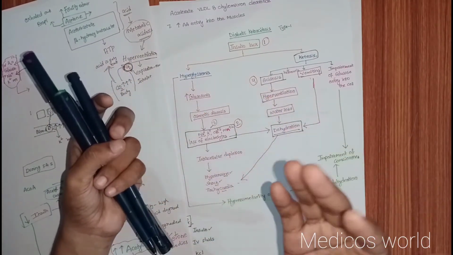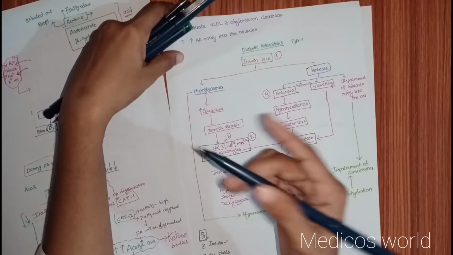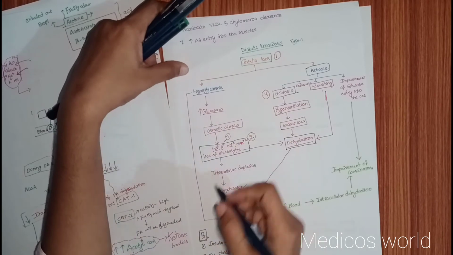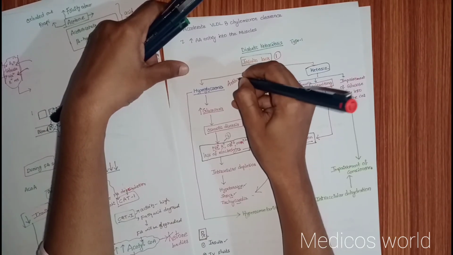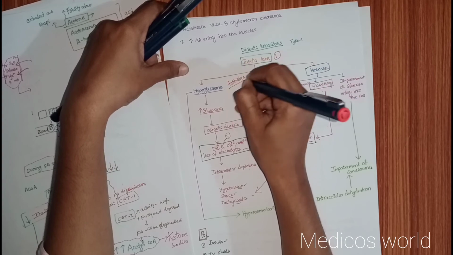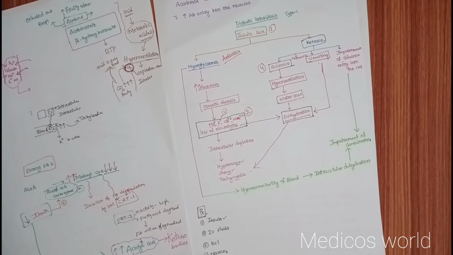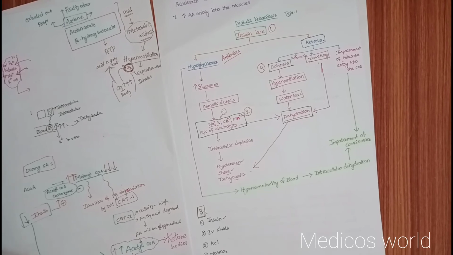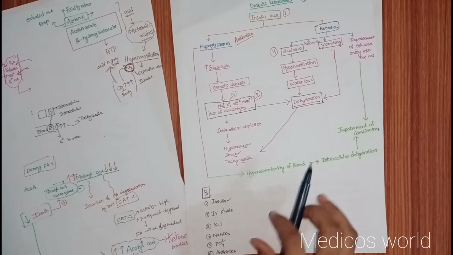Then these insulin-deficient patients, that means hyperglycemic patients, are more prone to infections. So if you suspect infection, give antibiotics. These are the metabolic reasons for diabetic ketoacidosis, and how we treat diabetic ketoacidosis.